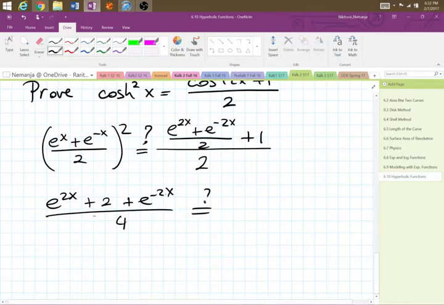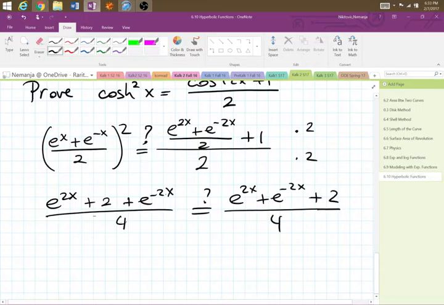On the other side, I'm going to multiply by 2 to cancel the denominator over here. On the first one, I get e to the 2x plus e to the minus 2x plus 1 times 2, which is 2, over 4. They're the same. Boom, done. It's literally 2 steps. So just a tad of algebra.